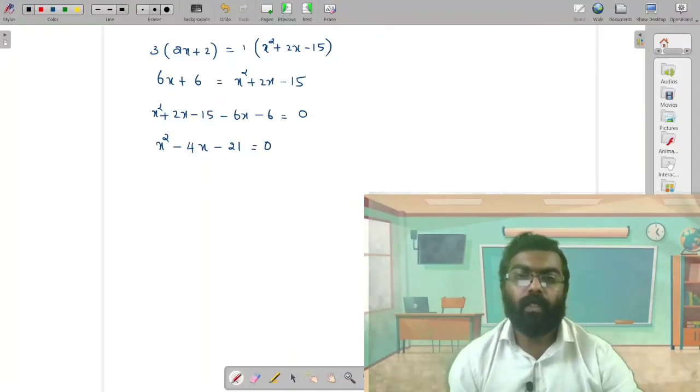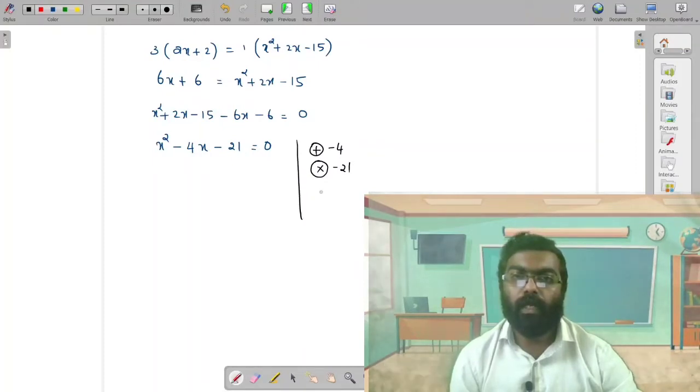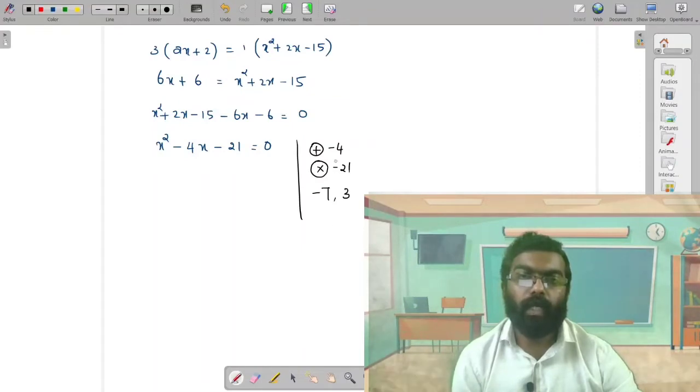Now we can solve this quadratic equation using any one of the methods. We know three methods: factorization method, completing the square method, and quadratic formula. Here I am going to apply the factorization method. Here the sum of the numbers gives minus 4 and the product is minus 21. And clearly we can say the numbers are minus 7 and plus 3. Minus 7 plus 3 is minus 4 and minus 7 into 3 is minus 21. So here we can write x square minus 7x plus 3x minus 21 is equal to 0.